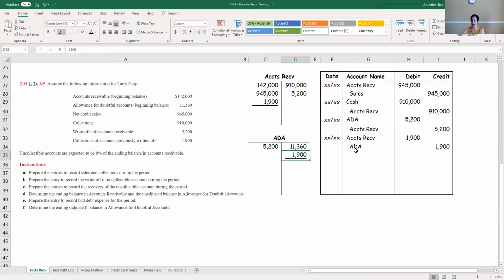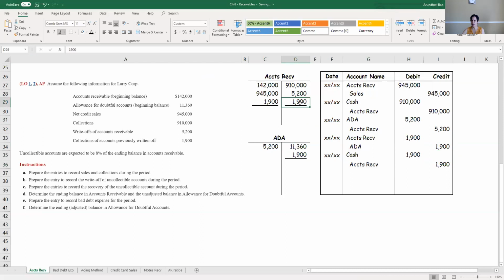And once I do that, I now can do my journal entry for collecting the cash. What's our journal entry for collecting cash? It's similar to the second one. It's going to be cash debit, accounts receivable credit for 1900. So accounts receivable is going to get credited for 1900.